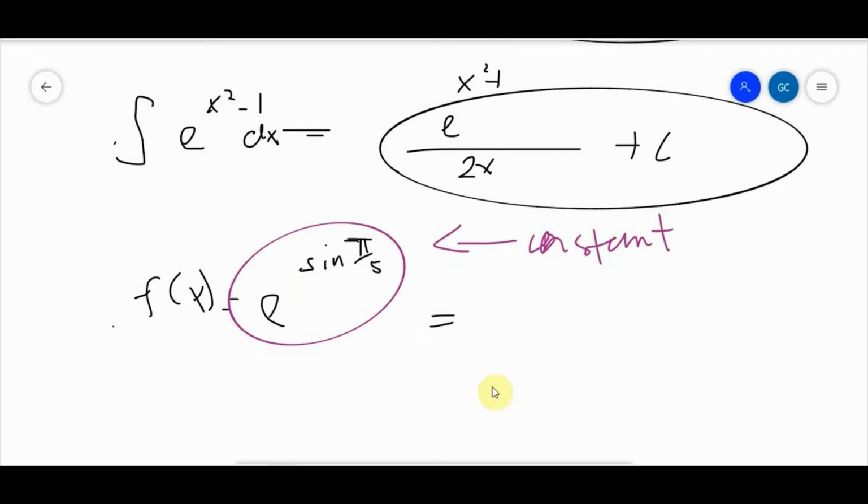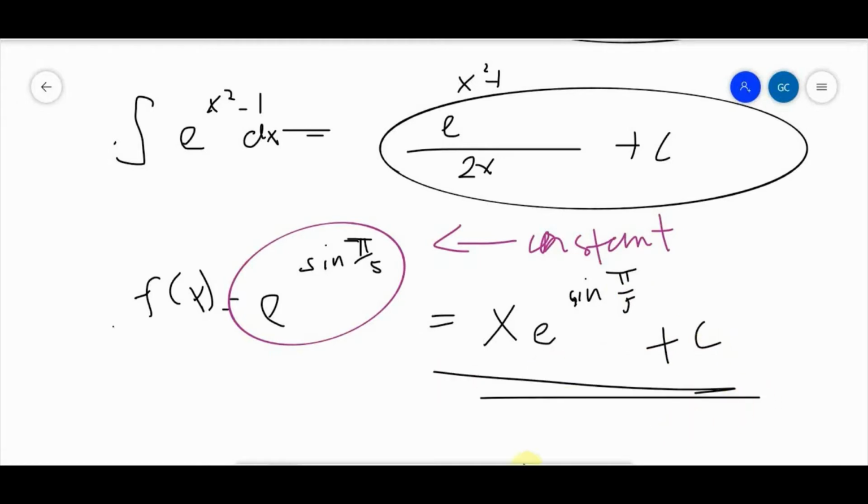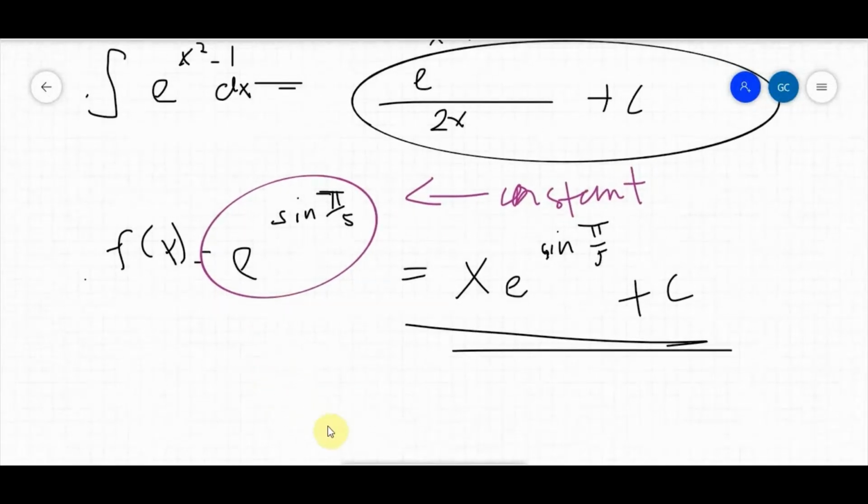No, the answer would be as simple as this: x times e raised to sine pi over 5, plus some constant c. And that is the answer. Ask me why. Because you got distracted by e raised to sine pi over 5 that you didn't notice. We don't have any variable x here, so that means this is a constant.